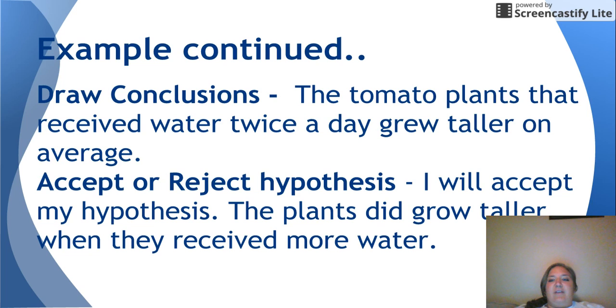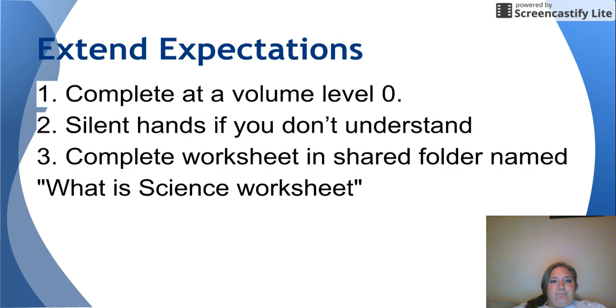So let's say that this graph said that the tomato plants that received water twice a day grew taller on average than the plants that were watered once a day. So we saw in our graph that the twice a day plants grew much taller than the once a day plants being watered. So from this, I can accept my hypothesis. The plants did grow taller when they received more water. So this is an example of all of the steps going through the scientific method.